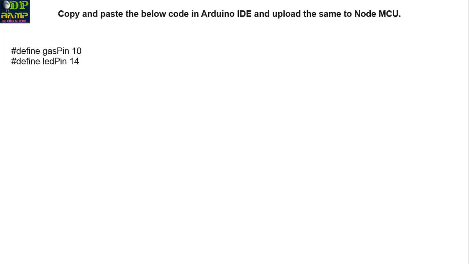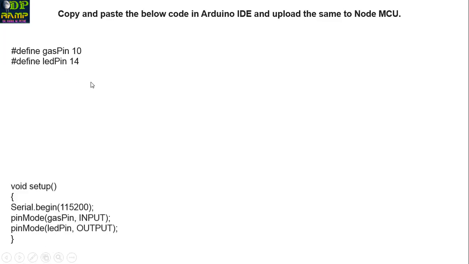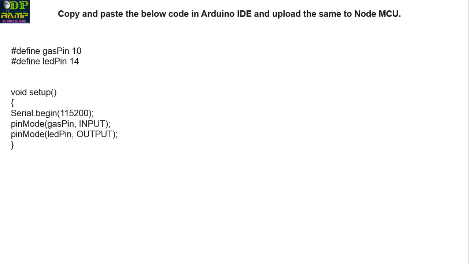In this program, we have to define the pin configuration which is available in the image of that particular hardware, where the gas leakage sensor D0 pin is connected to pin number 10, as we define here in the first line, and the LED, which works as an output, is connected to pin number 14. Then, as it is defined, we have to initialize them as input and output, and their output is available on the serial monitor.